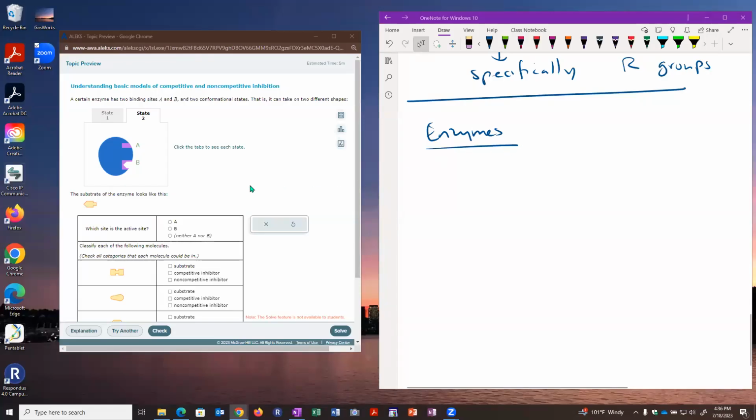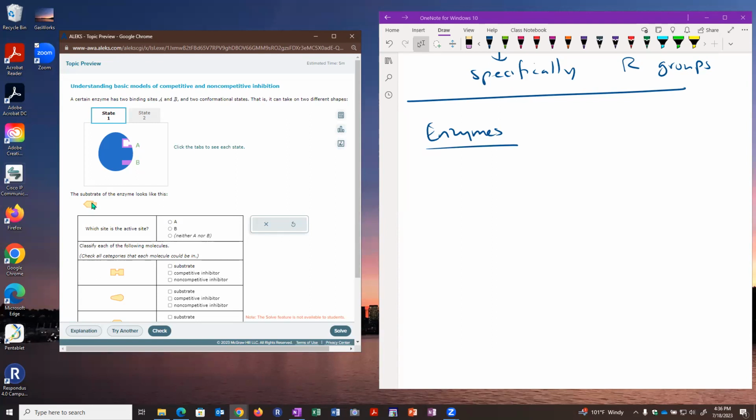All right, so the last one here looks at understanding some of the models of both competitive and non-competitive inhibition of enzymes. This particular enzyme has 2 binding sites, site A and site B, and it can exist in 2 different conformations. It can actually have 2 different shapes, state 1 and state 2, right? So you can toggle between these. This also says that the normal substrate of the enzyme actually looks like this.